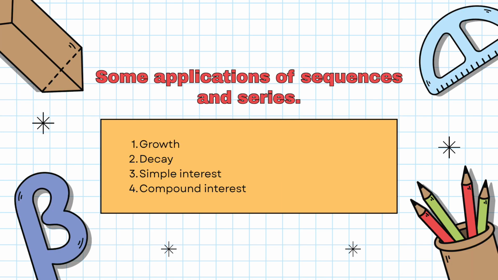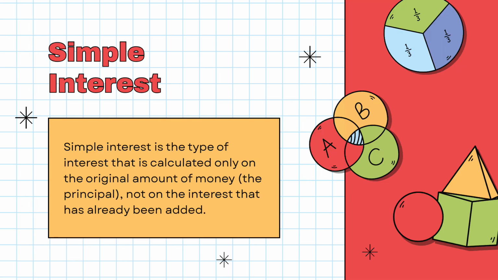There are some applications of sequences and series in real life. The first one is growth, the second is decay, the third is simple interest, and the last is compound interest. There are two types of interest on savings, namely simple interest and compound interest, which we will discuss today. The first one is simple interest.